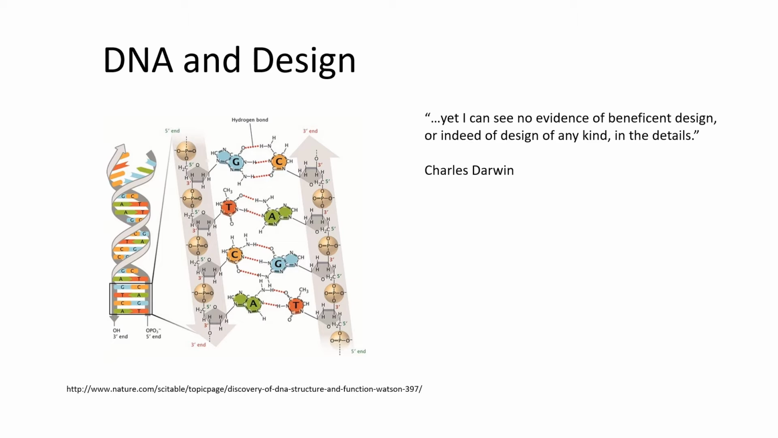But I'd like to begin with a quote attributed to Charles Darwin from one of his letters, where he says, yet he began by saying that he can't dismiss the universe as haphazard, but he says, yet I can see no evidence of beneficent design, or indeed of any design of any kind in the details.